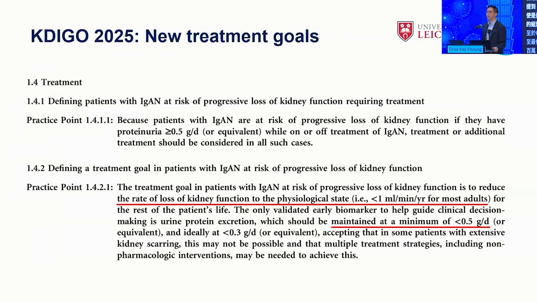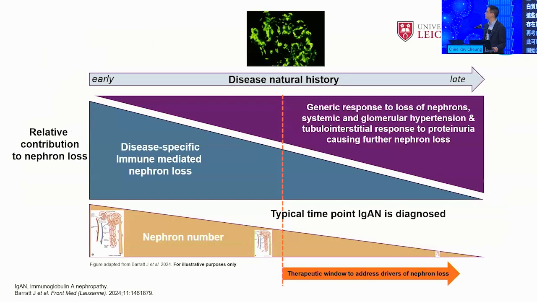And then think about patients at risk, that threshold being 0.5 gram per day. So think about escalating treatment or starting treatment above that threshold with the goals in mind to reduce the rate of loss of kidney function to less than 1 mil per minute for the rest of the patient's life and reducing proteinuria as much as possible. 0.5 grams per day as a target, ideally less than 0.3 grams per day, but accepting that in some patients that may not be possible due to underlying scarring.